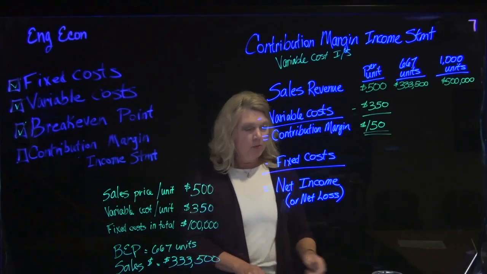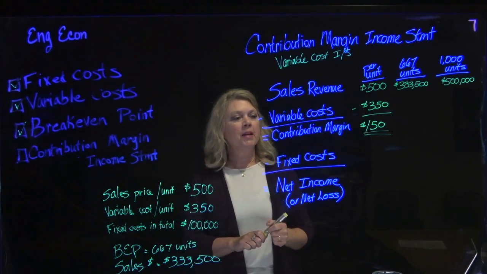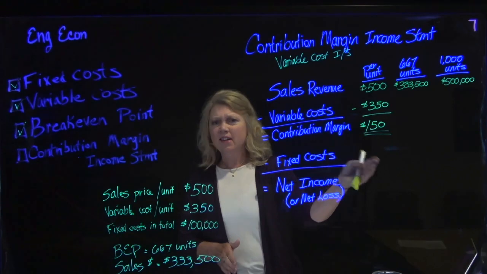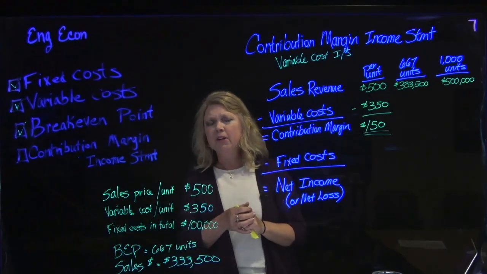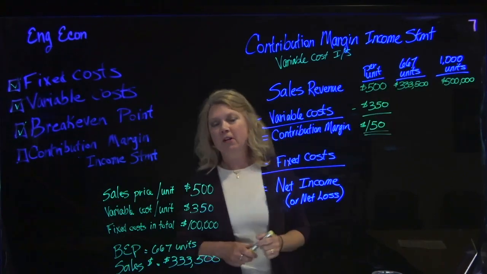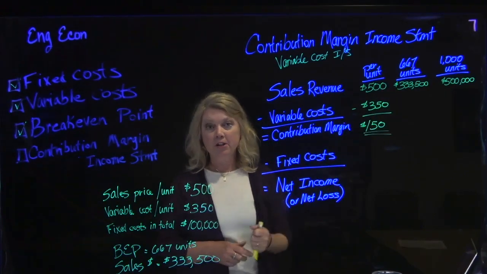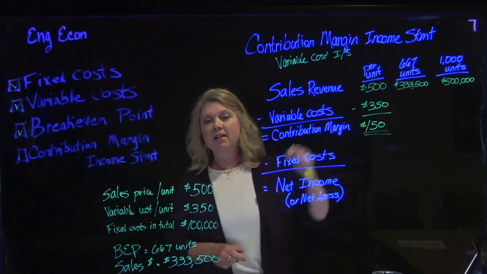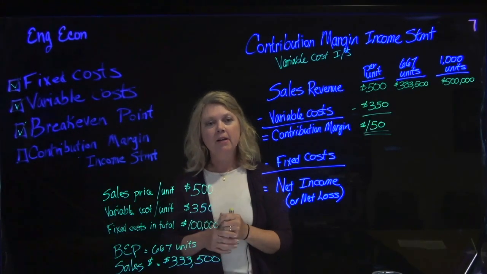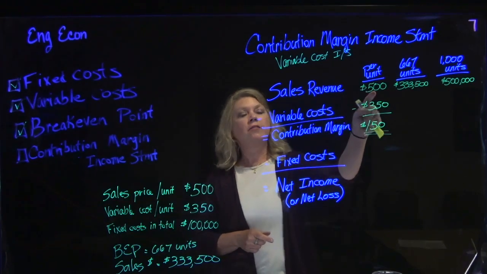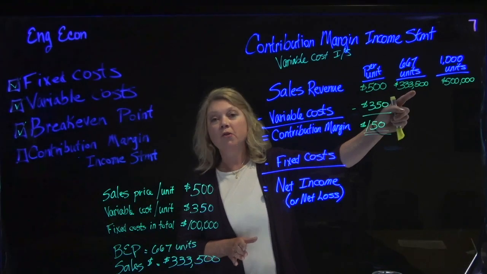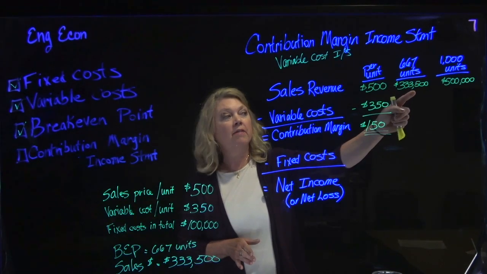Then next step is we will subtract fixed costs. Now we don't subtract fixed costs in the per unit column because fixed costs are just in total for the whole year, right? So we have another column here and we can have multiple columns with different levels of production. I've put in 667 units right here because that's what we've computed as our break-even point a minute ago. So sales revenue, $500 each, times 667 units, our sales revenue in total for the year should be $333,500.